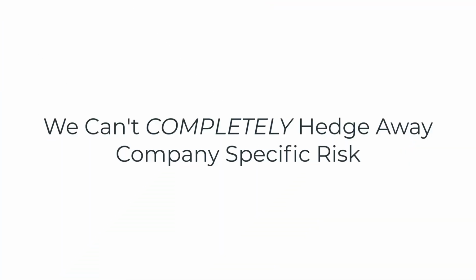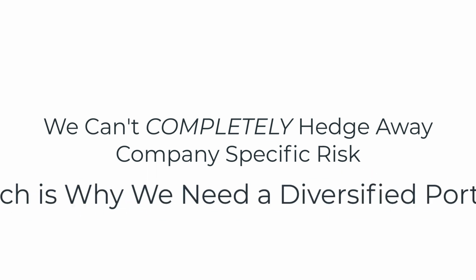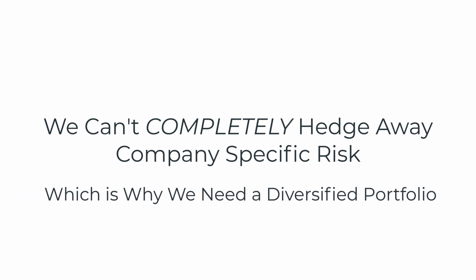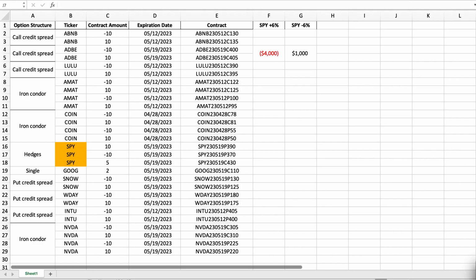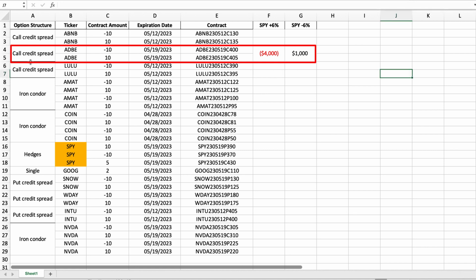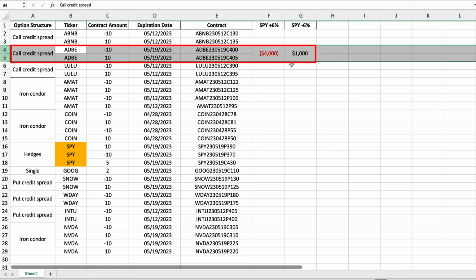And we're talking about market risk here. I mean, we can never completely hedge away company-specific risk. That's always going to be an outlier. This is why it's important to have a diversified options portfolio, or any portfolio that you're managing needs to be diversified, because you can't really hedge away company-specific risks. So if we're selling a call credit spread on Adobe, we can't really hedge away that risk. I mean, that's our risk on Adobe. So if some company-specific event happens to Adobe, that is a risk to our position. We could realize our max loss on that position.